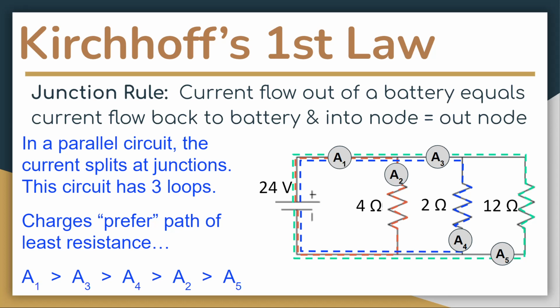All right, using Kirchhoff's first law. By the way, A3 equals A4 plus A5. So this one equals whatever is here plus whatever is here. Again, that's what the junction rule states, that those currents into the node equal those out of the node.